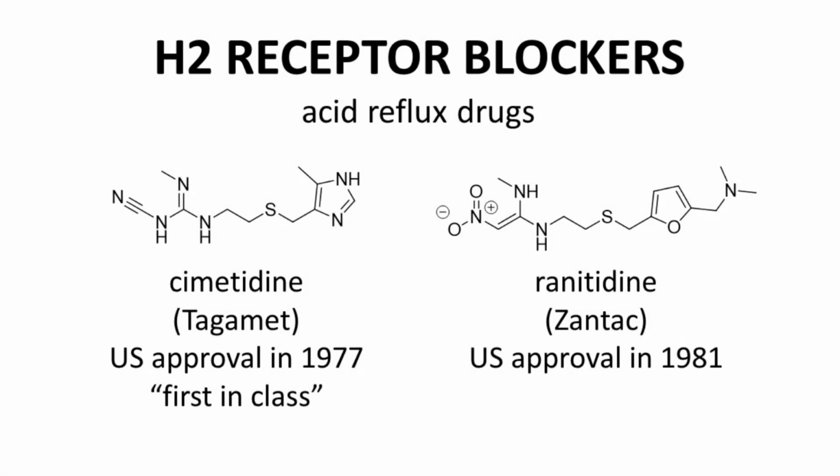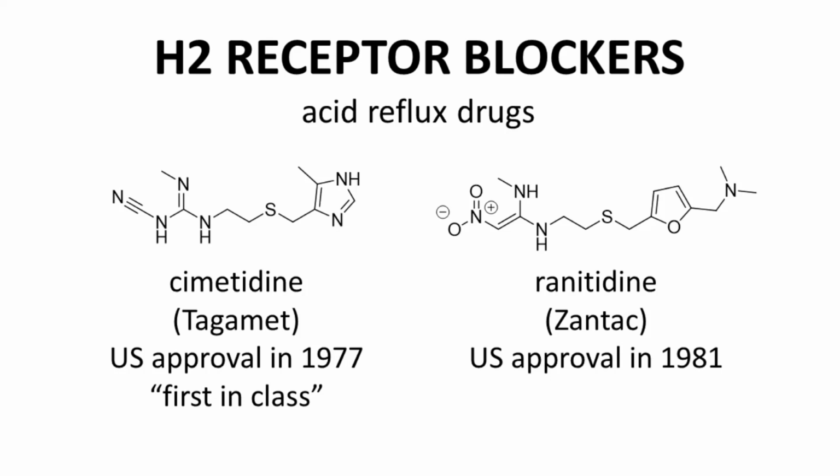Here are 2 drugs. On the left is cimetidine. Cimetidine was approved in 1977. This was a first-in-class drug for the treatment of acid reflux, heartburn. Cimetidine was immediately highly successful and one of the original blockbuster drugs. Cimetidine's great success attracted the attention of competitors.